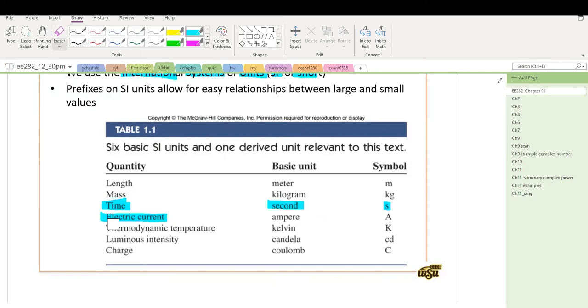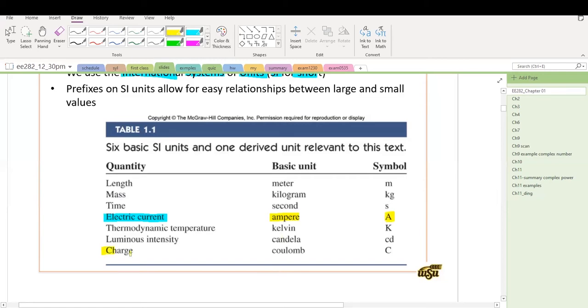Use often. One is time. The unit is second. The symbol is s. The second one is electric current. The unit is ampere. The symbol is A.